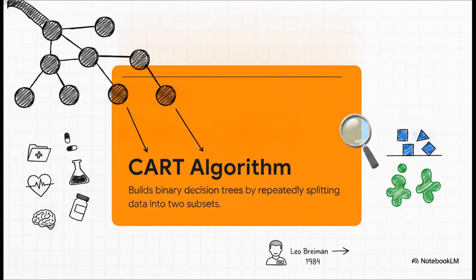And what makes CART so incredibly valuable in a clinical setting is its versatility. It can handle continuous numeric values, like a patient's age or their lab results, just as easily as it handles categorical data, like a discrete diagnosis.